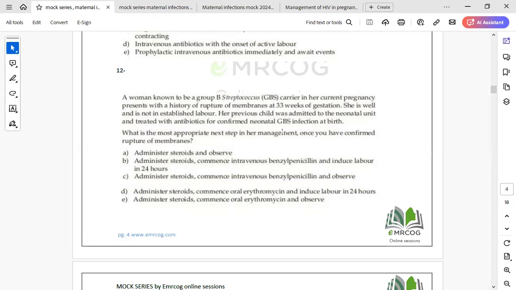Okay, now the next step. What am I going to give her? Can I give her steroids? Okay, you can. You can give her steroids. As with any PPROM, are you going to give her erythromycin or not? Yes. You are going to deal with her like any PPROM.